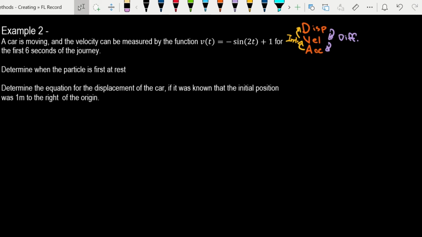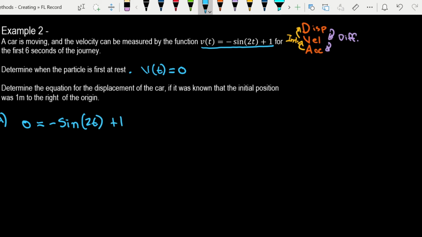Okay, let's have a look at these questions here. I've got a car that is moving, and the velocity can be measured by a velocity function, for the first 6 seconds of the journey. Part A is saying, determine when the particle is first at rest. Let's see if we can do that. Just to reiterate, that means determine when the car is just chilling, or when it's got no speed. So that's when v of t is equal to 0. We can substitute that in for v of t and say 0 is equal to negative sine of 2t plus 1, and we can rearrange and solve this here.